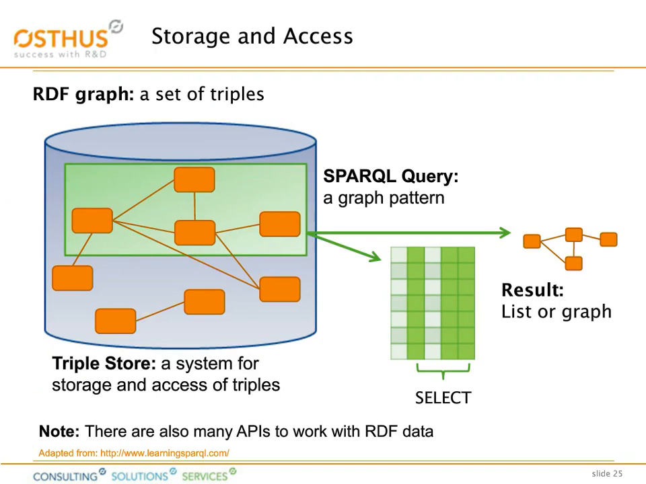And just briefly, a comparison to traditional databases. As with databases, you have a storage system. Here it's called a triple store, because information is represented not in the form of tables, but in the form of triples. The query language is called SPARQL, where you describe a graph pattern, and the results are either lists or, again, graphs. That is very similar to relational databases.